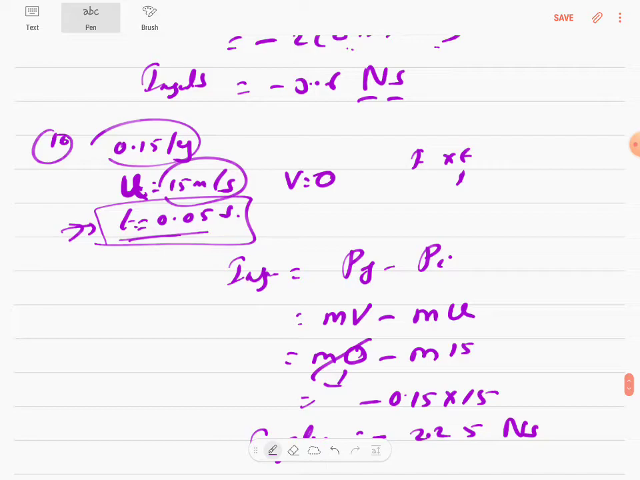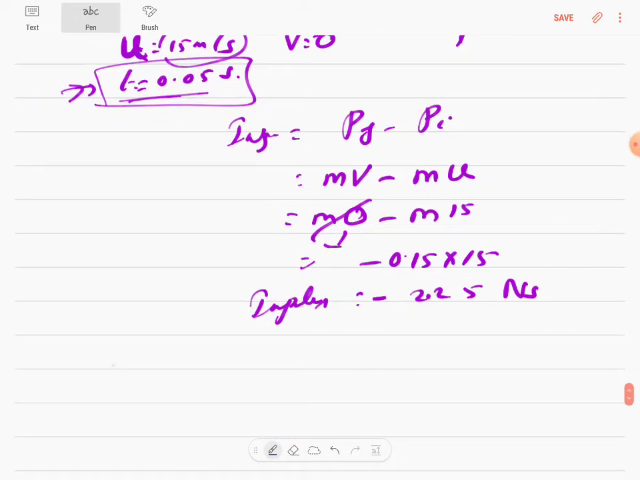Is there anything else that they are asking? Obviously they must be asking for force. We use everything that is given in the question. They have given time, would they give it unnecessarily? So definitely they must be asking for the average force, not just the impulse.